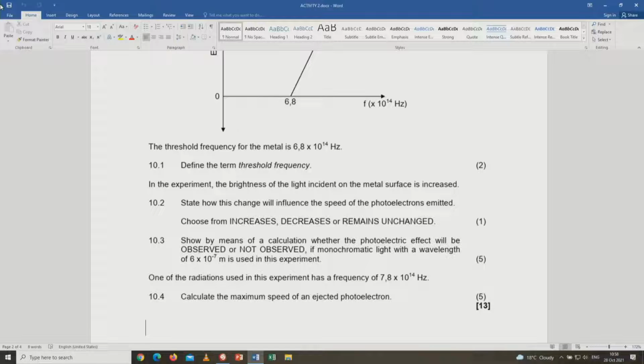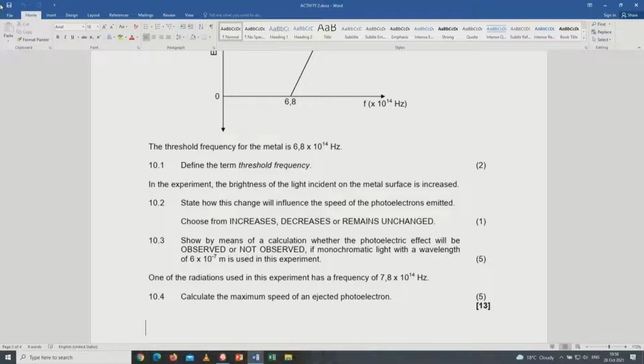Okay, now we move forward to the next question. In the next question, that is 10.4, we are told that one of the radiations used in this experiment has a frequency of 7.8 times 10 to the power 14, and then we are asked to calculate the speed of an ejected photoelectron.